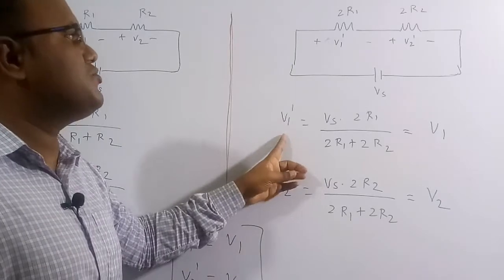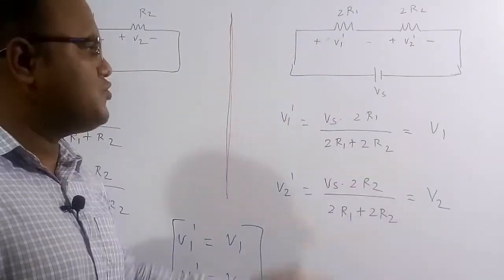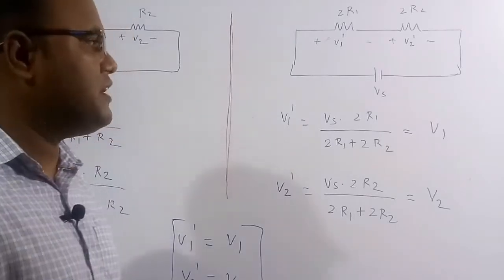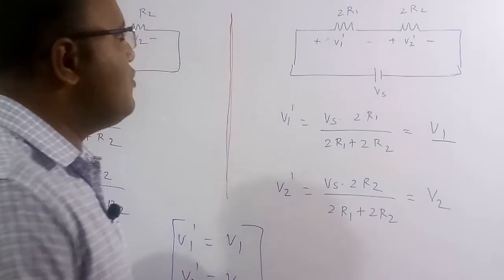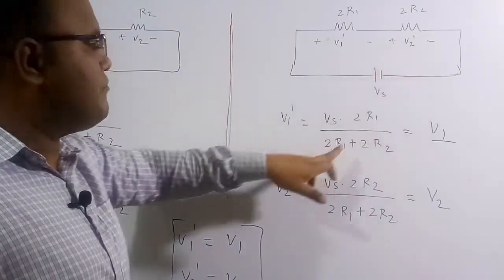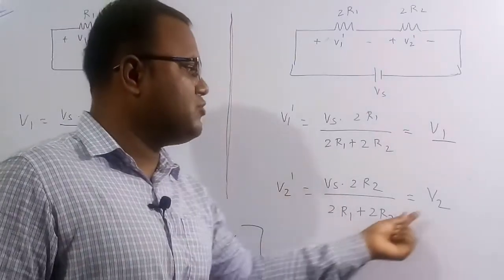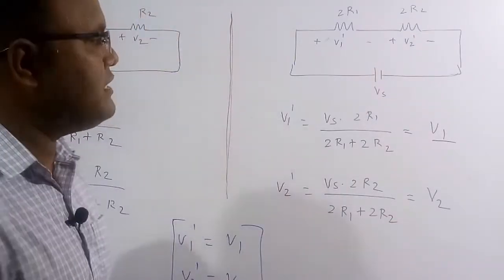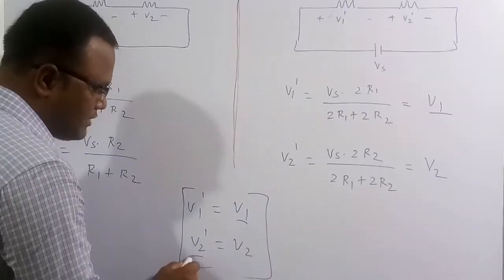V1 dash is equal to Vs into 2R1 by 2R1 plus 2R2. If you simplify this equation, we get V1, which is nothing but the previous one. Now V2 dash is equal to Vs into 2R2 by 2R1 plus 2R2. If you solve this, we again get V2. So finally we conclude that V1 dash is equal to V1 and V2 dash is equal to V2.